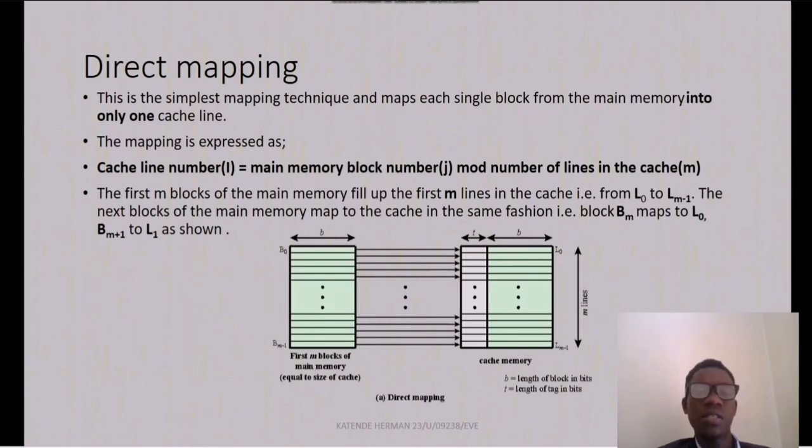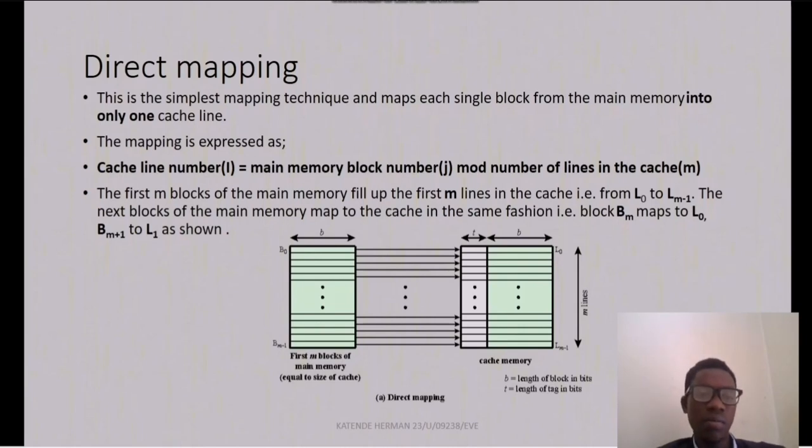This is the simplest technique, and each single block from the main memory is loaded into only one cache line. The mapping is expressed in a function where, if you have the main memory block number and the number of cache lines, you can get the cache line number where the block is going to be placed by getting the mod of the main memory block number and the number of lines in the cache.